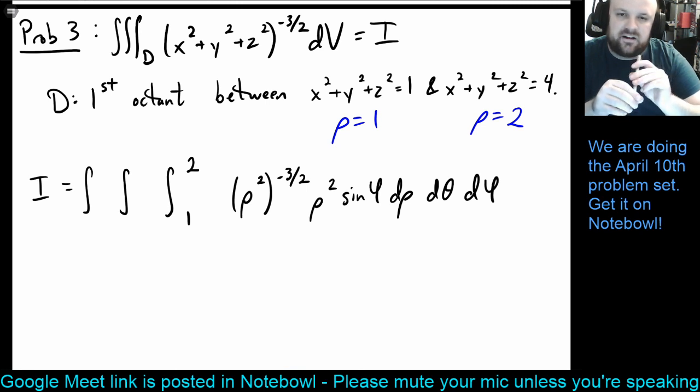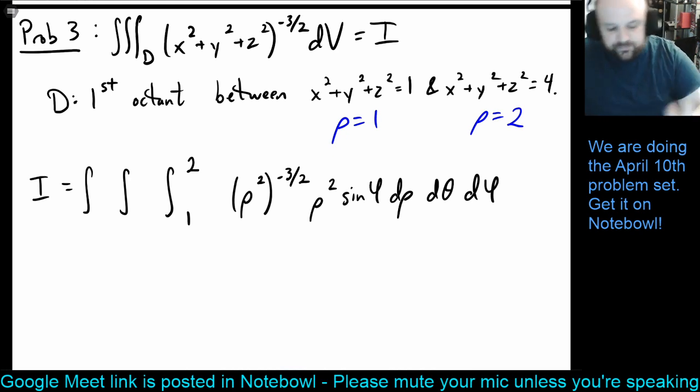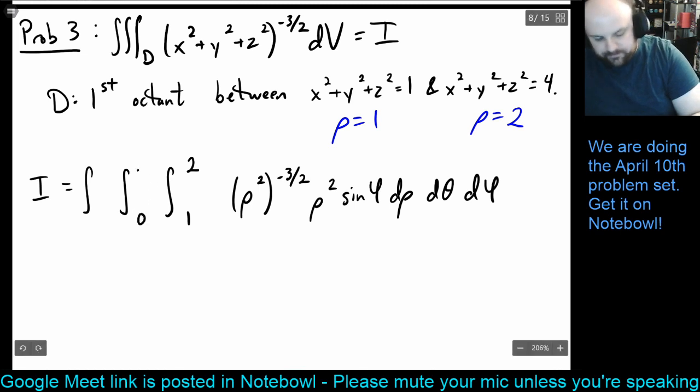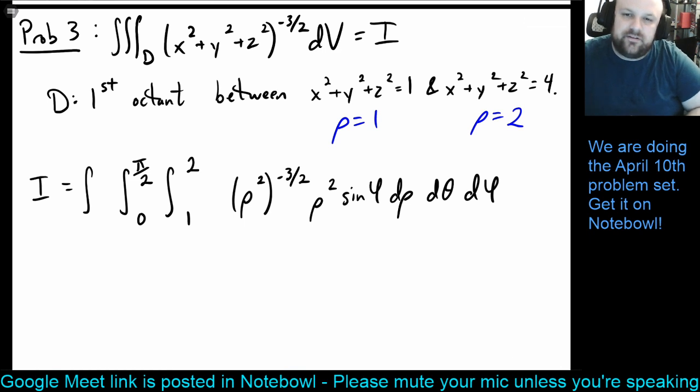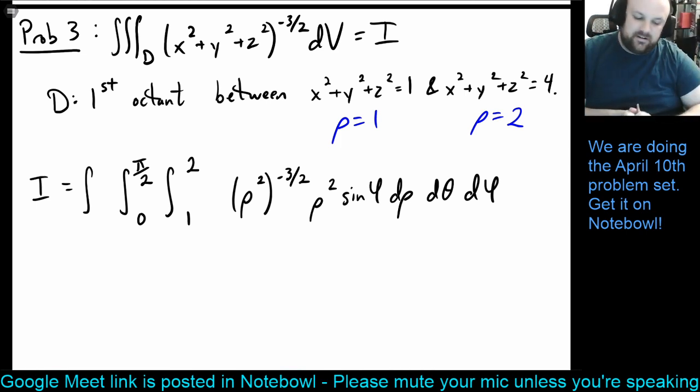Remember, the first octant is above the first quadrant in the xy plane. Yep, pi over 2. That makes sure that we stay in the place where x and y are positive, up in the first quadrant.